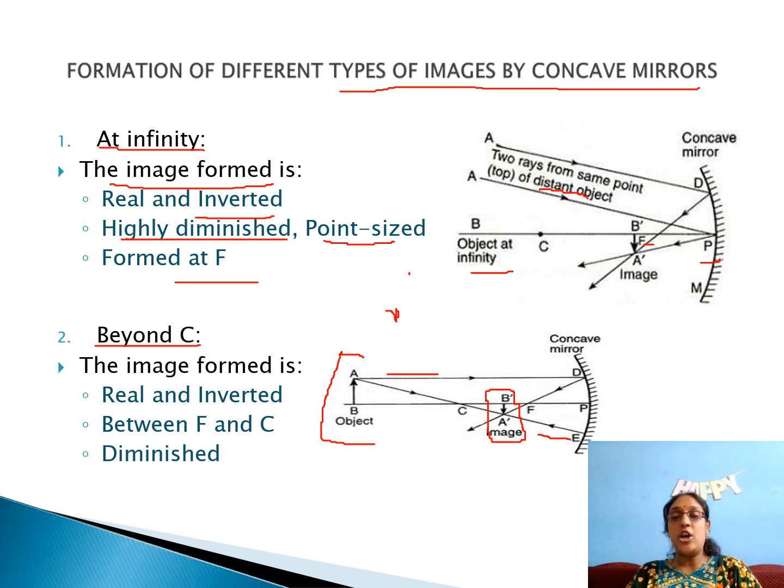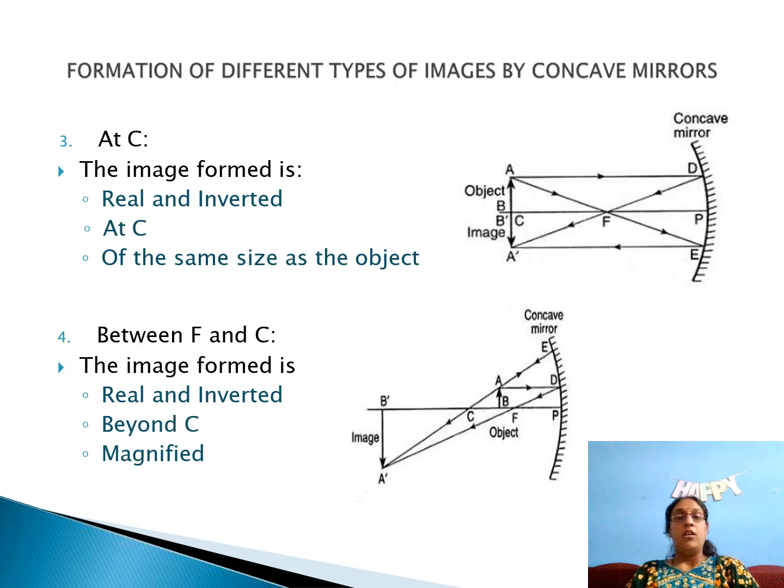So behind C, you are getting it at what? Between the center of curvature and focus. The third thing is when exactly you keep the object at the center of curvature. When exactly you keep the object at the center of curvature, what happens?